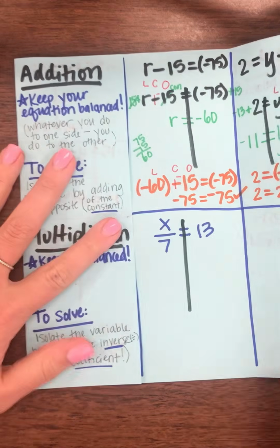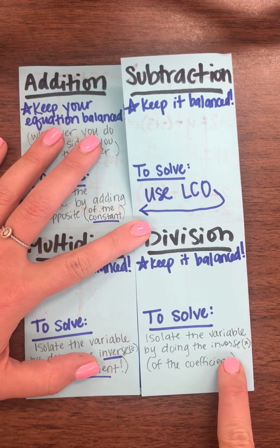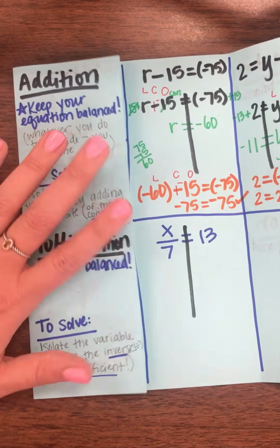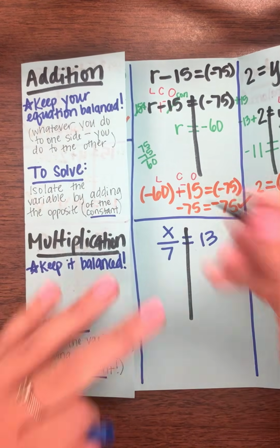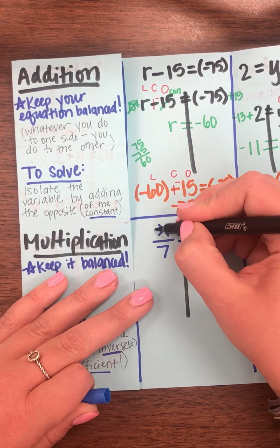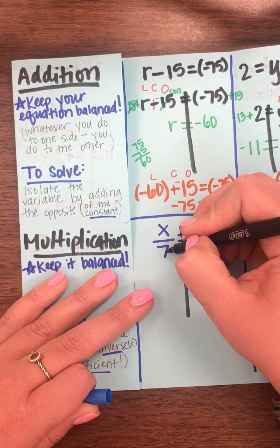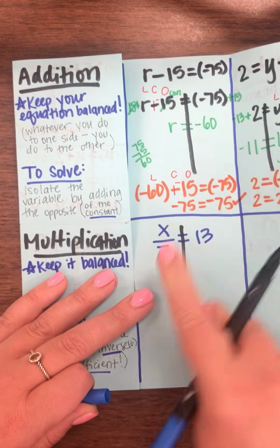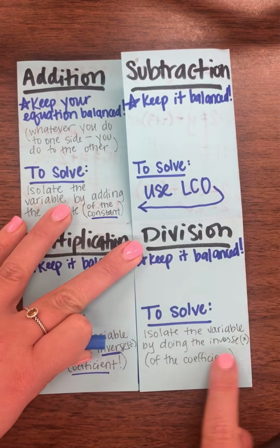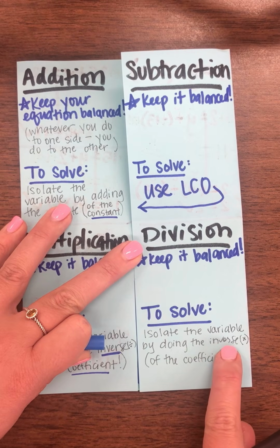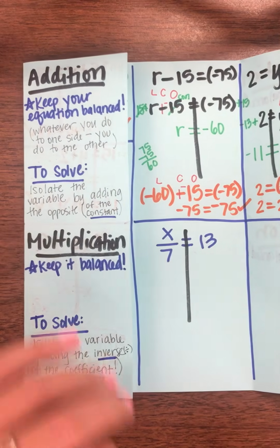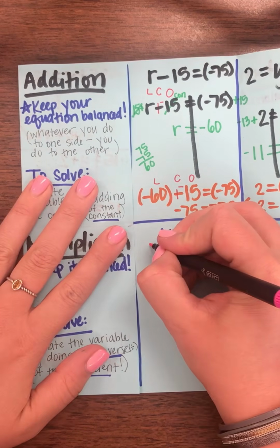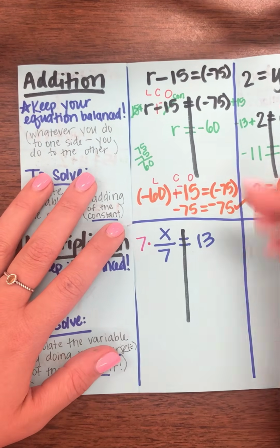So it says, isolate the variable by doing the inverse of the coefficient. So this is what is being multiplied by the variable. This actually, there's a 1 right here. So your coefficient is kind of 1 over 7, right? But we're gonna just view this as a division problem. So this means the variable is being divided by 7. And to get rid of the division, we want to do the inverse, which is multiplication. So the inverse of divide by 7 is gonna be to multiply by 7.